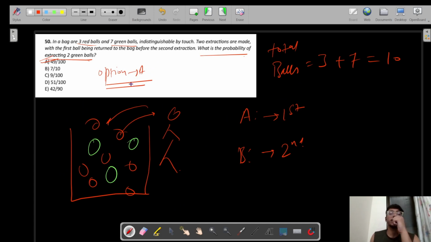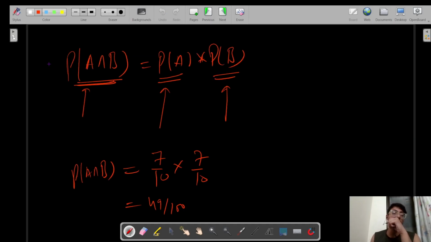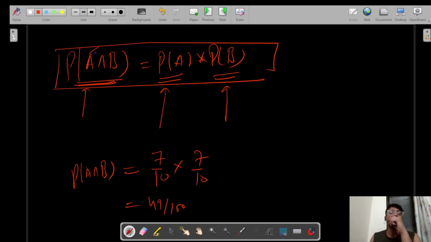Option A is correct, which is the probability 49 by 100. This is the main thing that we use here: the probability of A intersection B is P(A) into P(B), because A and B are independent events, so we can just find out the individual probabilities and then multiply them.